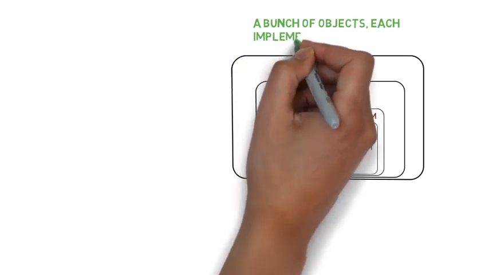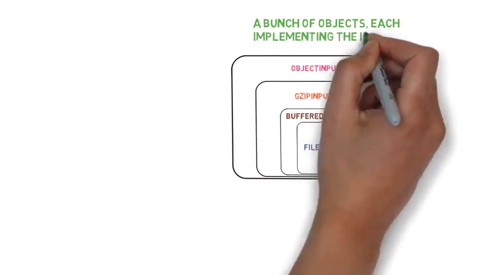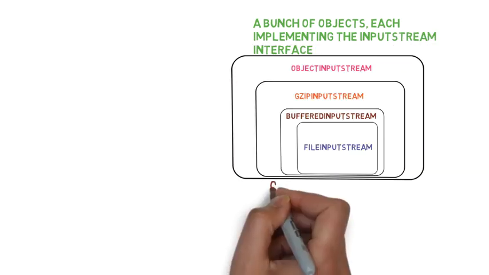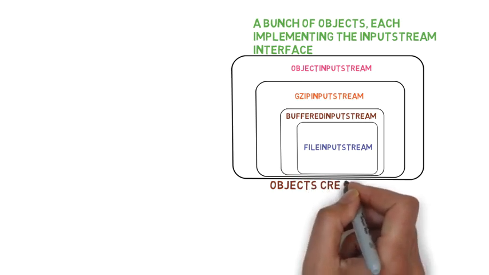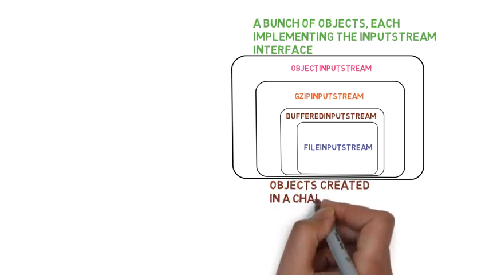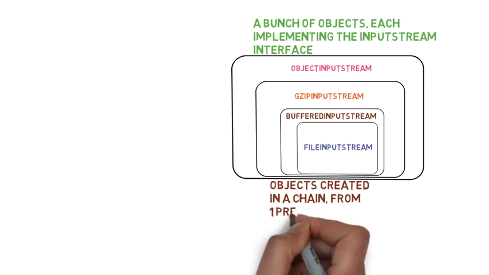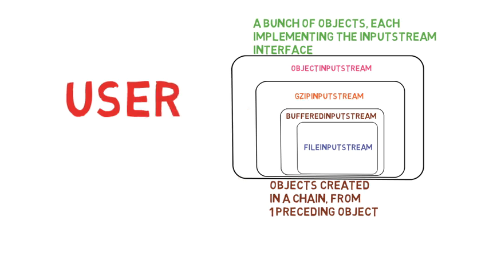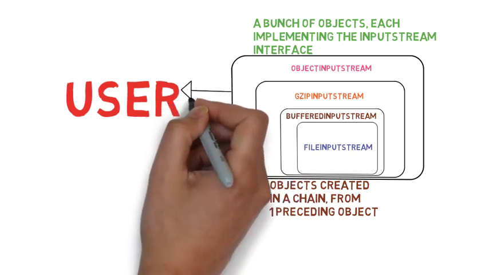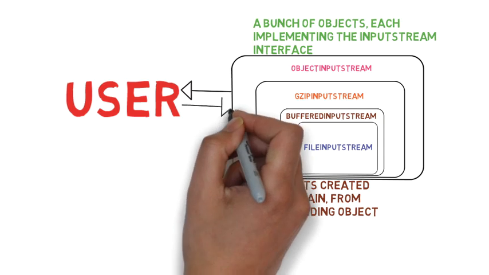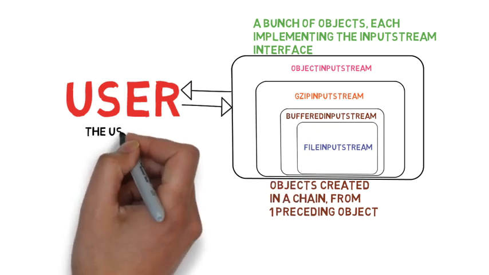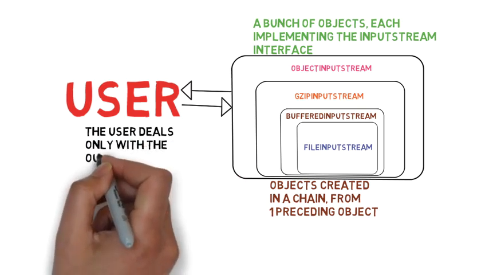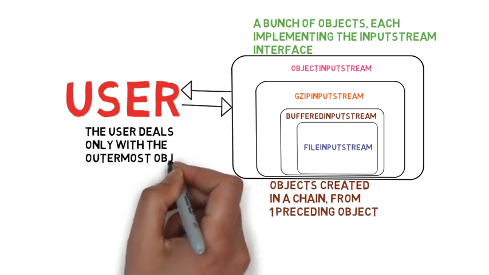So here we have a whole bunch of objects, each implementing the input stream interface. Think of each of these layers as the layers of an onion. They are all onion, that is, they implement the input stream interface the same. However, they are different in that they specify different behaviors. The objects are created in a chain from one object that's passed in. The user only deals with the outermost object. That's all the user is interested in. In this case, it's object input stream.